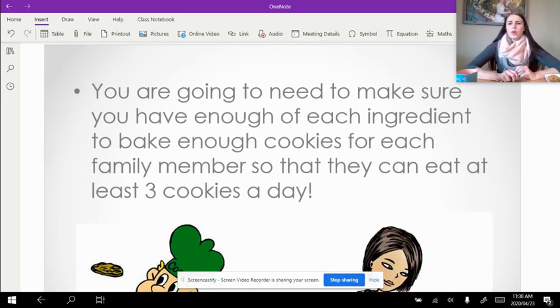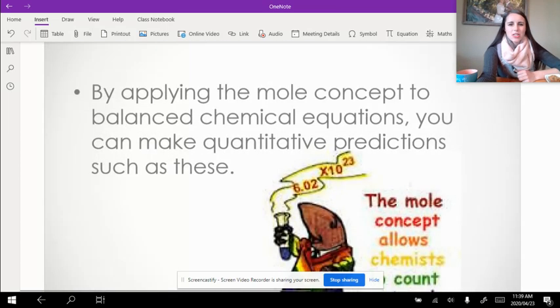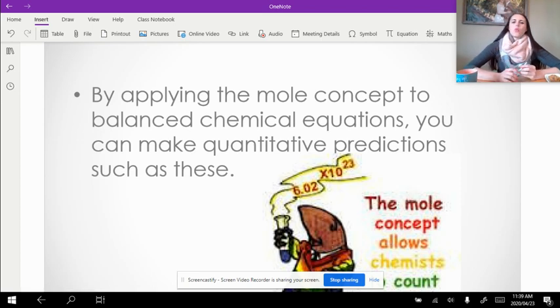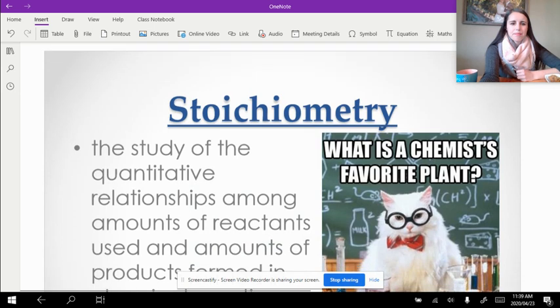Okay, so what's going to be important in stoichiometry is that we need to make sure that we have a balanced chemical equation, and that balanced chemical equation is going to allow you to figure out exactly how much of something you might need. We're also going to be using the mole concept, that idea of the mole ratio that you learned last week. So we're going to use moles and the mole ratio and balanced chemical reactions to actually predict how much of a product we are going to be making.